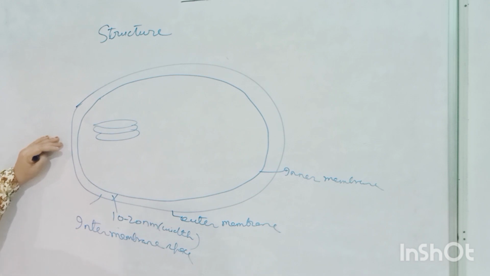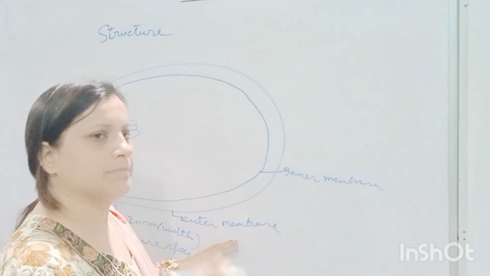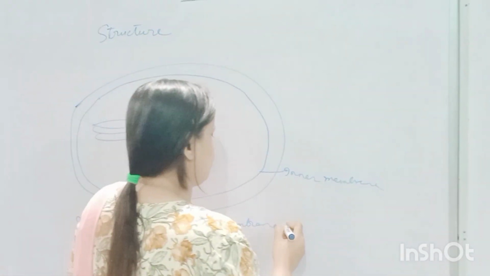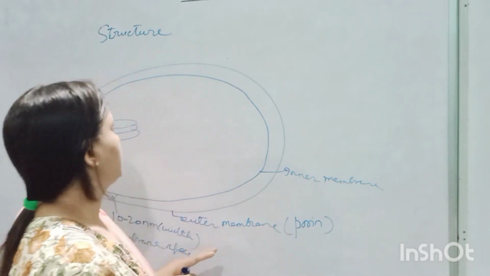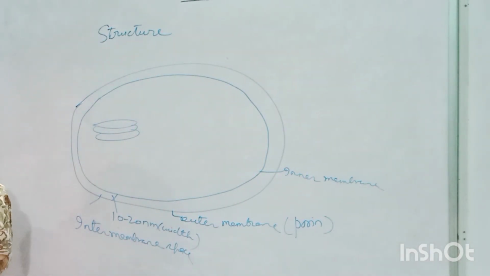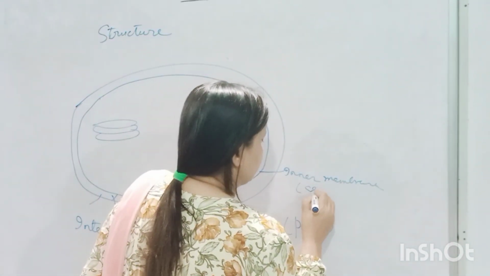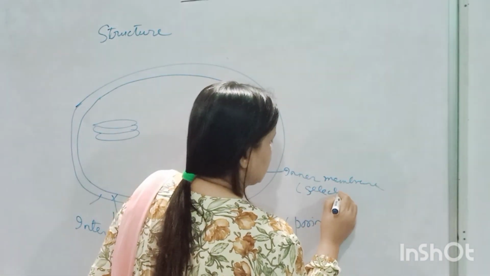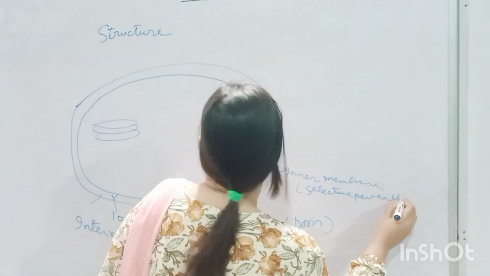Chloroplast is a double layer membrane. The outer membrane is freely permeable in nature, which has a protein called porins that allow the molecules to go in and out very easily. But the inner membrane is selectively permeable in nature.